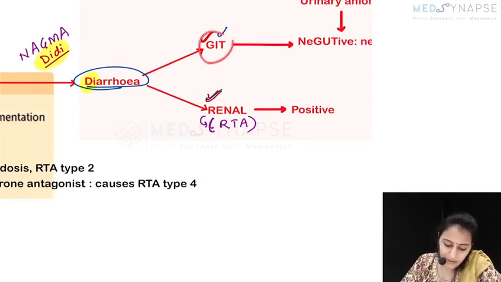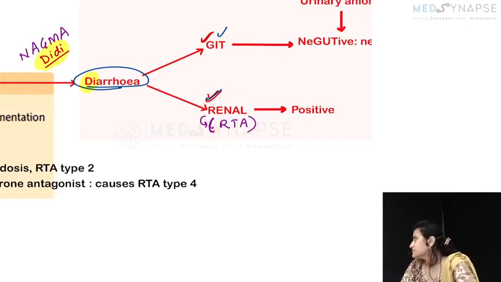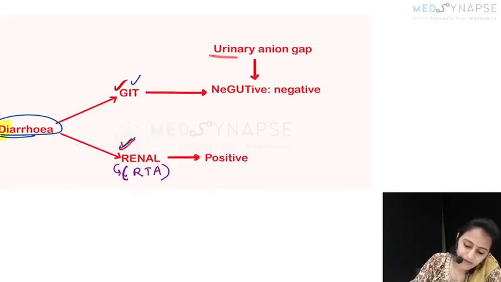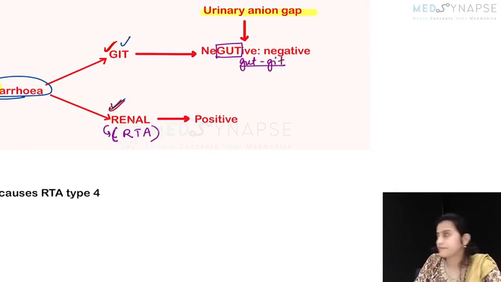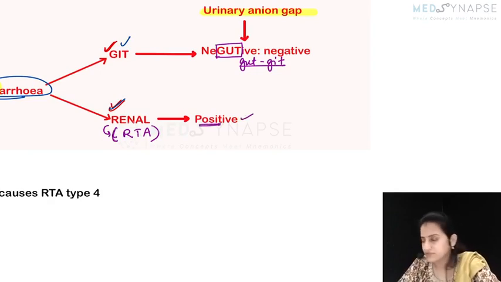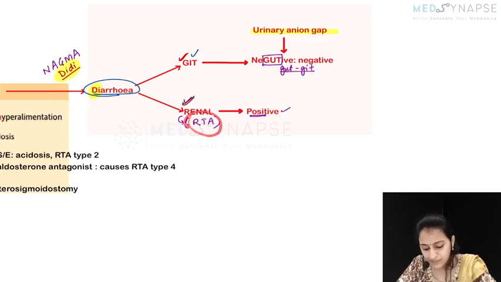Next point, how will I know that this NAGMA is GIT or this NAGMA is renal? What will we see now? Urinary anion gap. If the urinary anion gap is negative, it is a gut cause, that means GIT. Negative in GIT, positive in renal, urinary anion gap. Right, so remember that RTA is also normal anion gap metabolic acidosis with a positive urinary anion gap.